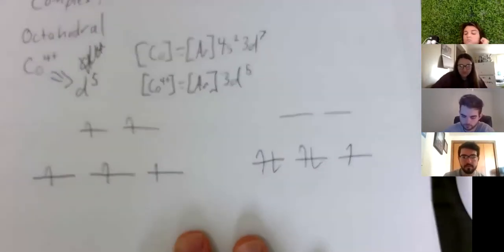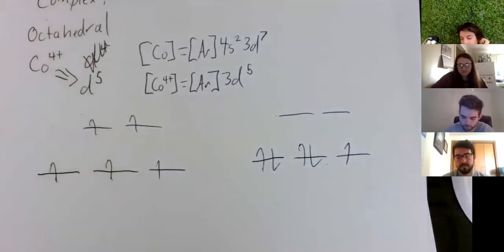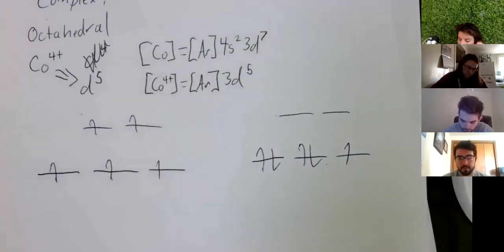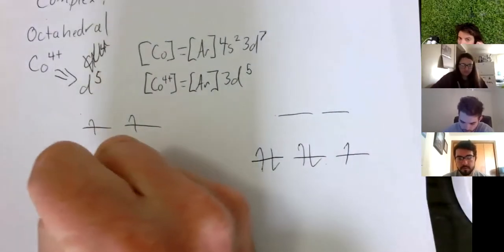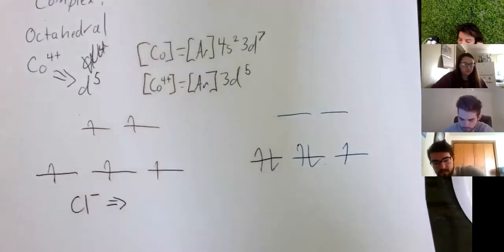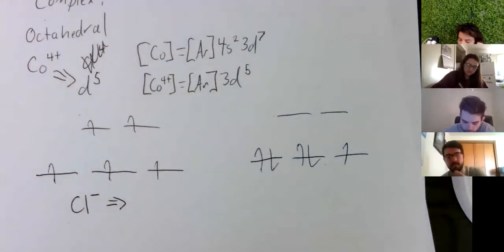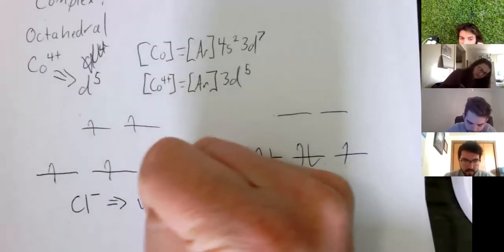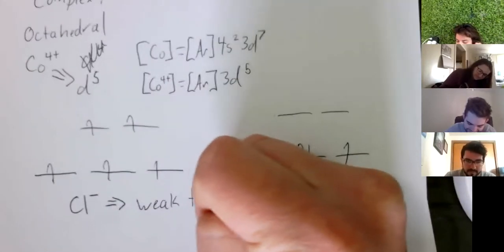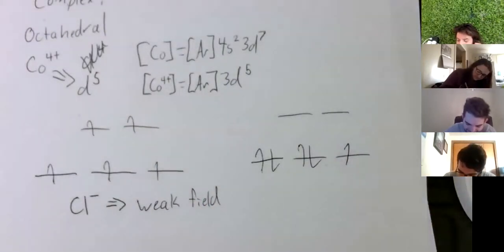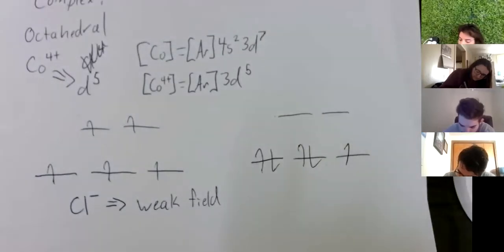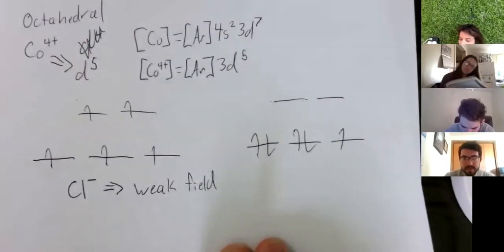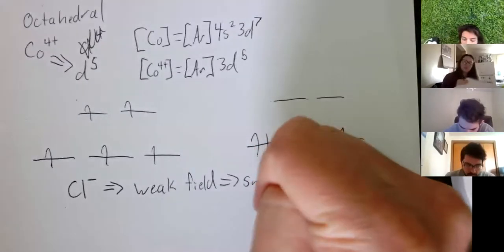Okay. So we got a high spin case, we got a low spin case, right? Let's look at the ligand. Weak field or strong field? Weak. Yep, it's weak. Okay, so if we have a weak field ligand, what does that mean? You have a small delta O.